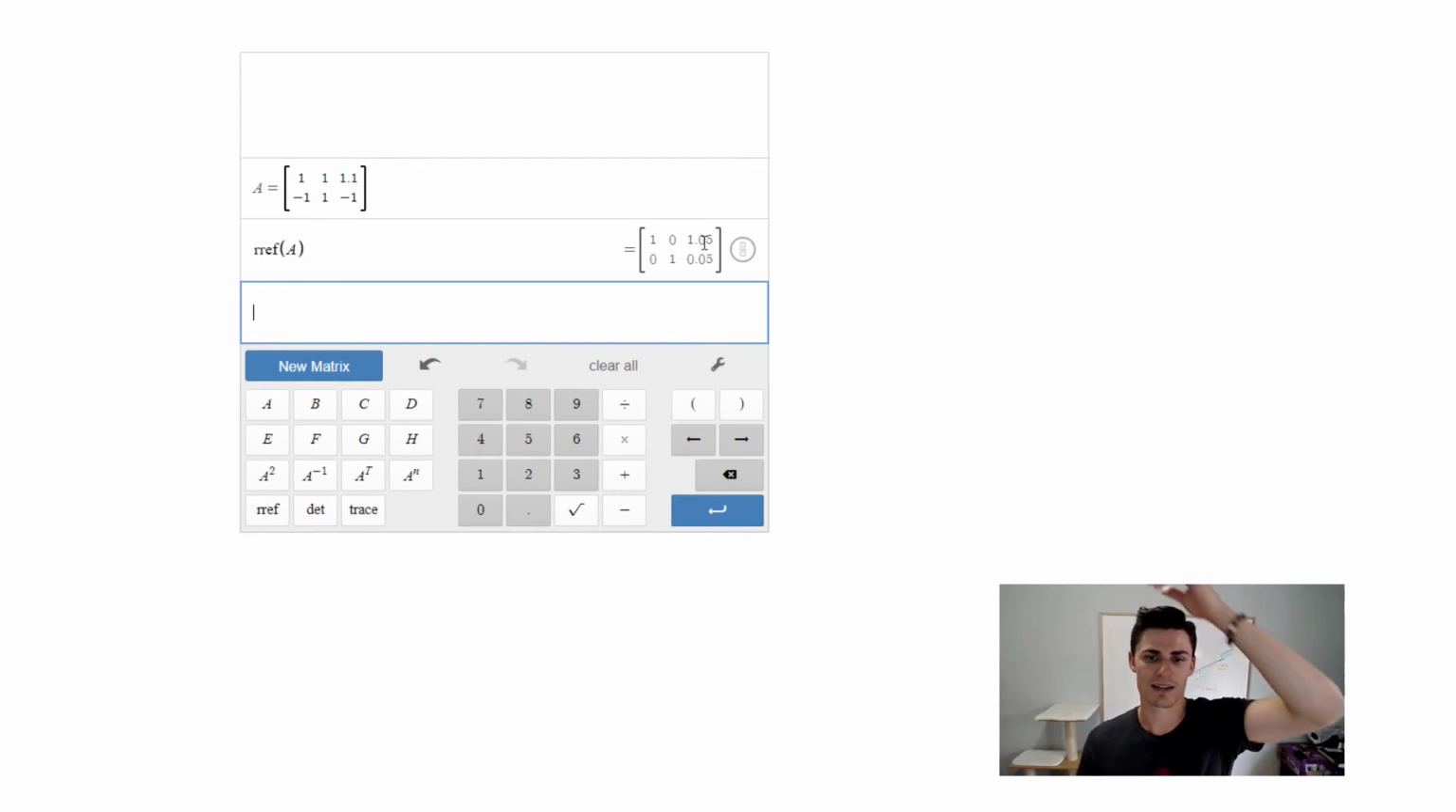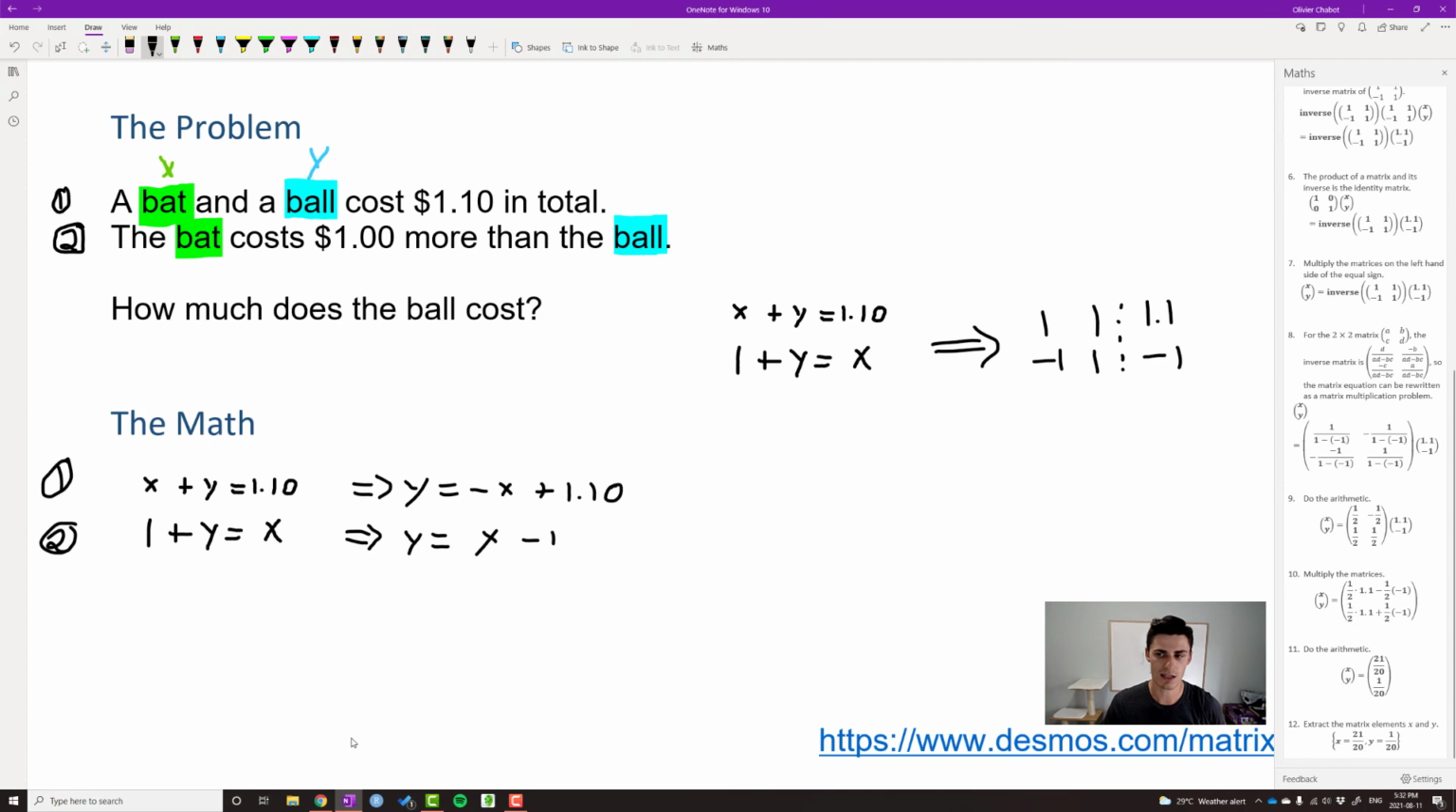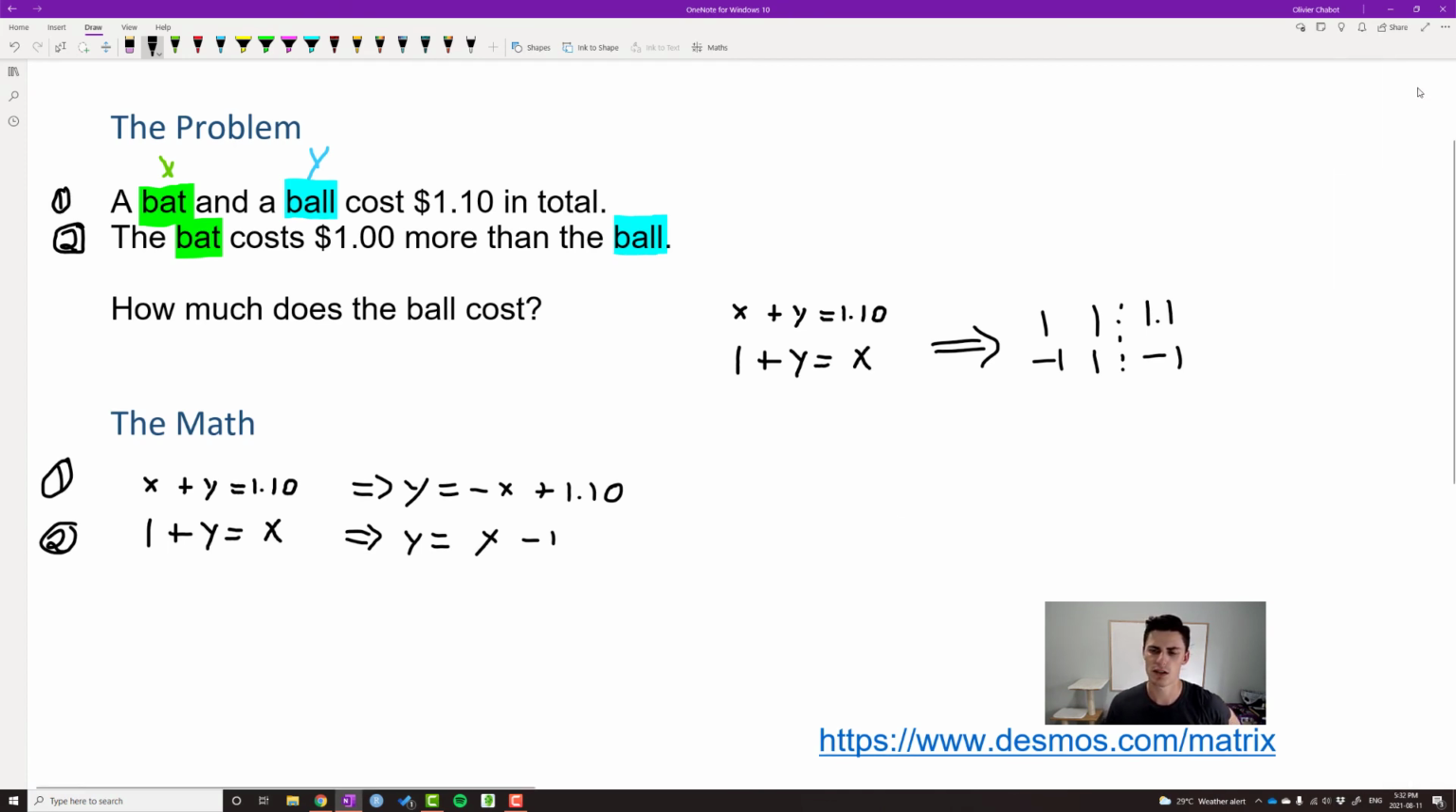This is x is equal to 1.05 and y, which was the price of the ball, which was 0.05. And then you can also get fractions if you want, but it's very neat that you can do it this way. I like the Desmos calculator. It's one of the best ones to solve matrices quickly. Symbolab is also very good.